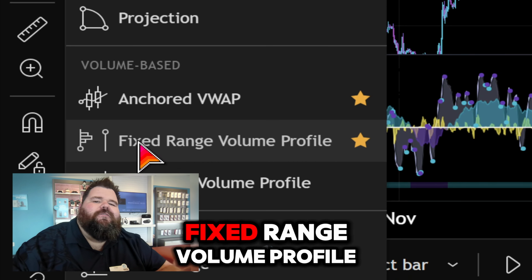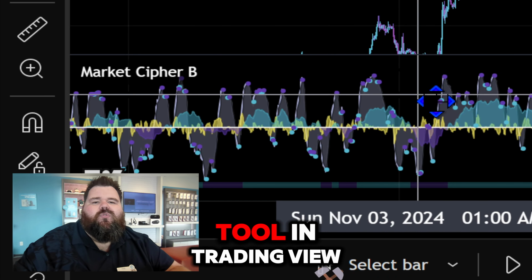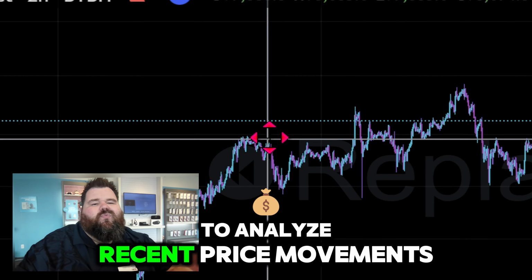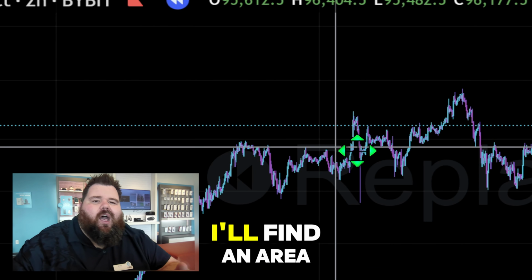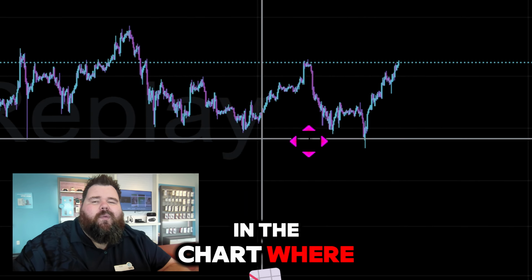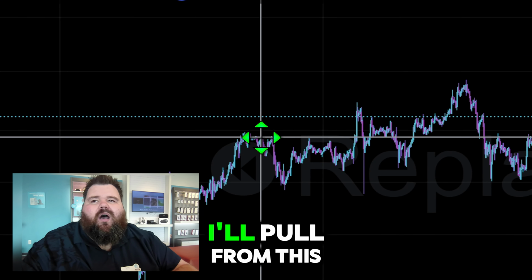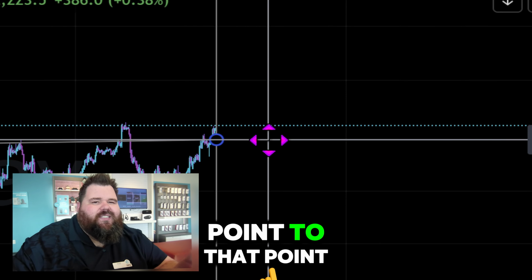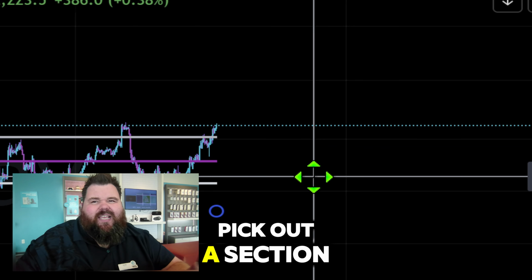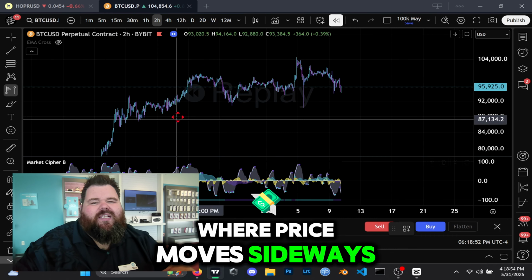So how do I use volume profiles in my trade? Well, I use the fixed range volume profile tool in TradingView to analyze recent price movements. I'll find an area in the chart where price kind of moves sideways. I'll pull from this point to that point. I like to pick out a section where price moves sideways for a little while.